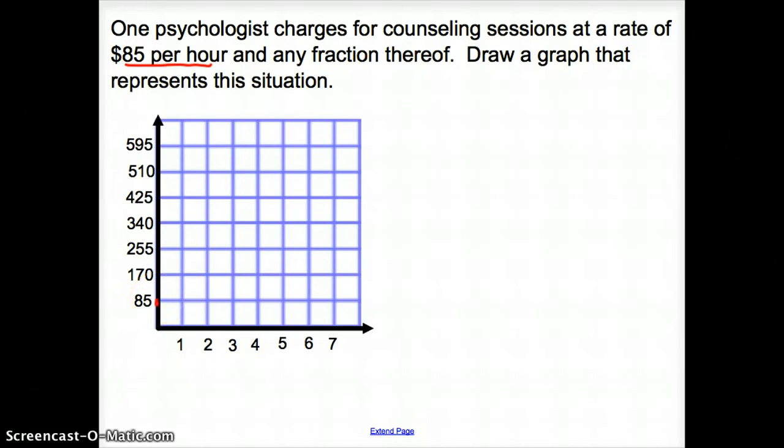So as soon as I step in the door, I'm going to get charged $85 all the way up until that first hour. Now from hour 1 to 2, I'm going to get charged double that, right? So I'm going to get charged $170. And then from 2 to 3, I'm going to get charged 3 times the amount. And it's just going to keep going up and up and up.